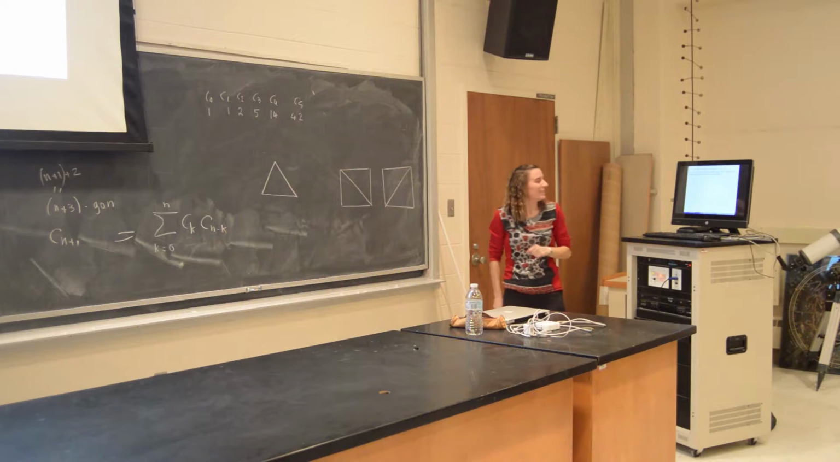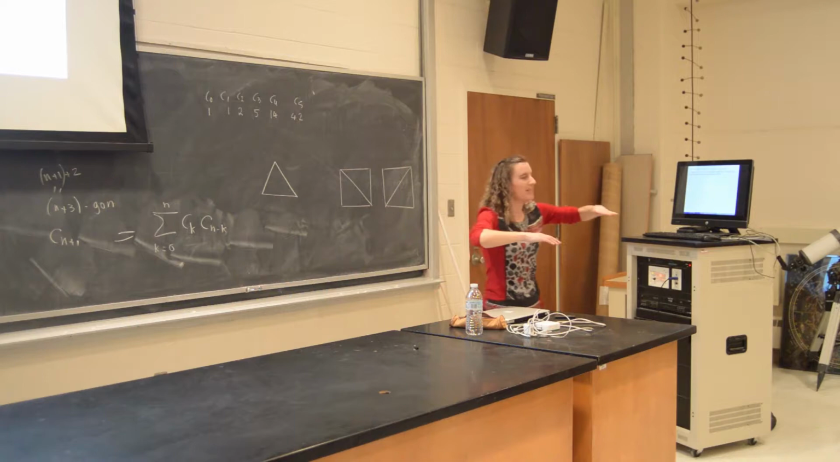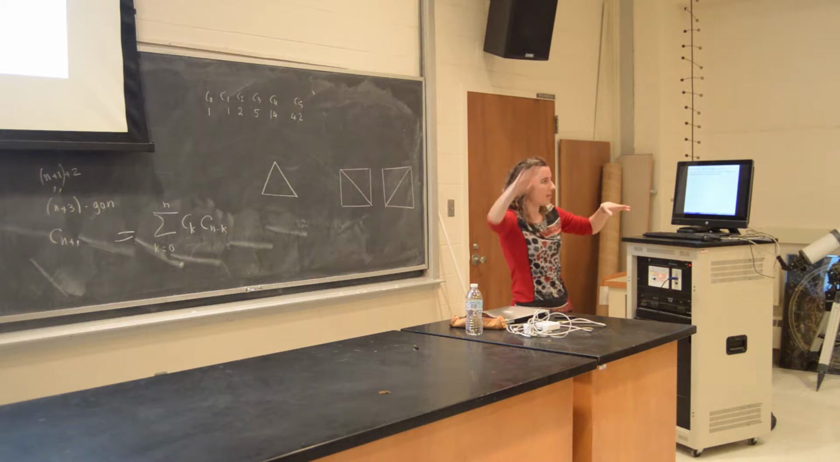So another example is Dyck paths. In this example, I want to draw mountains. So I start at the sea level, the horizon. I want to draw mountains with N upstrokes and N downstrokes so that I never go below the horizon, and I have to end back at the horizon again.